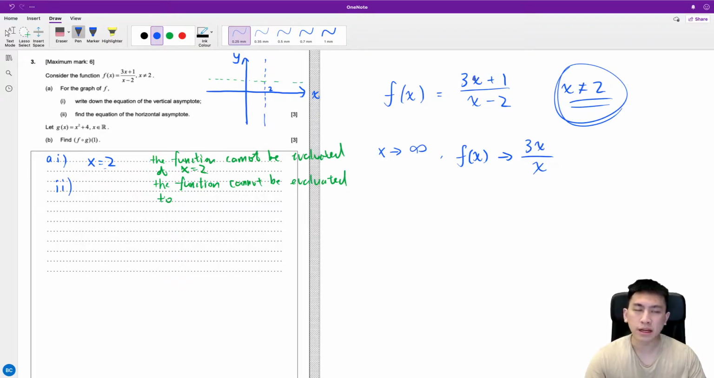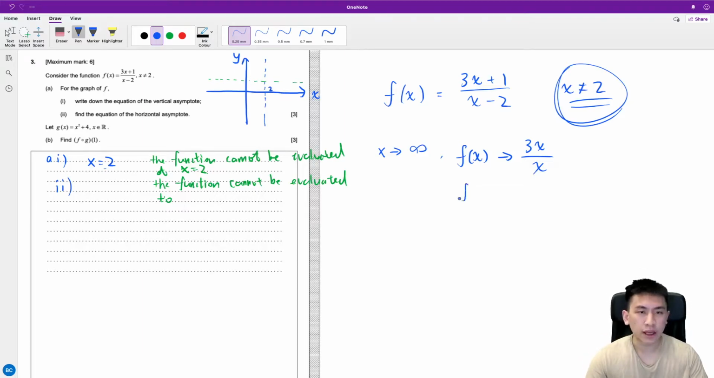Imagine if x is like a billion, right? Then you have 3 billion plus 1 and a billion minus 2. The plus 1 and minus 2 doesn't really matter that much. And if you make x even bigger, then the plus 1 and minus 2 is pretty much negligible, even though they're still there. Therefore, the function is only approaching that value, but not exactly at the value.